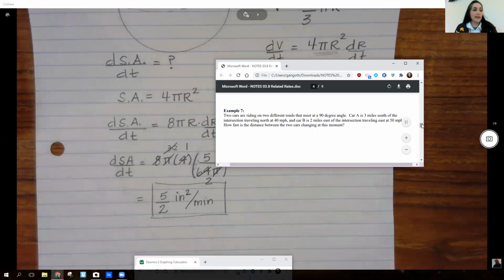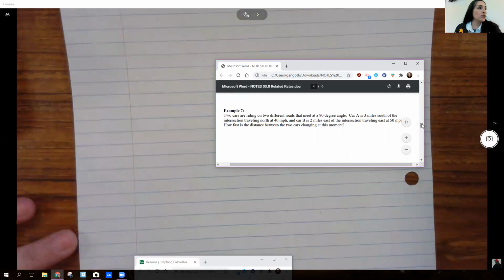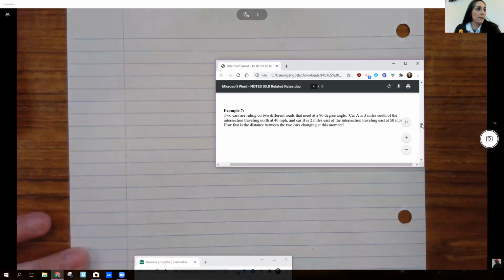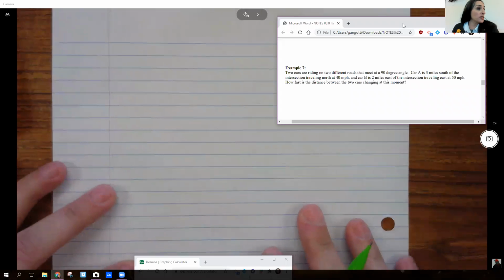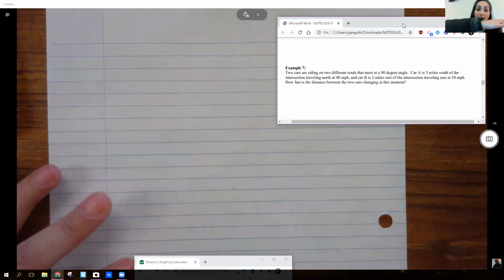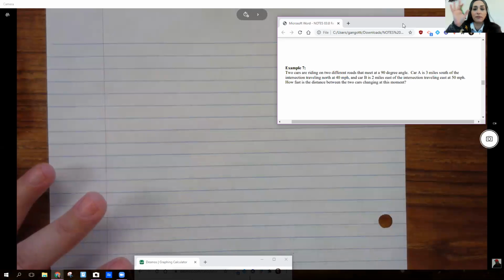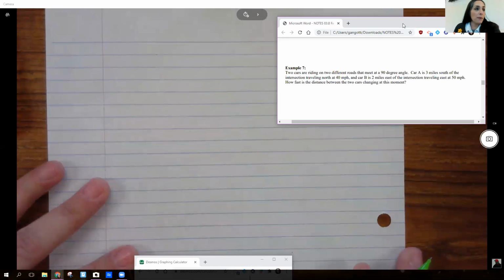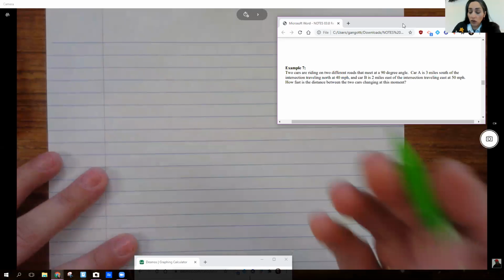All right, in example 7, we have 2 cars riding on 2 different roads that meet at a 90-degree angle. So remember drawing these pictures and stuff from trig where you have like the boat sailing out at like east, northeast, or whatever it was, and then you got another boat or a lighthouse or something somewhere. That's kind of what I feel like when I'm reading these. So let's try to draw a picture.